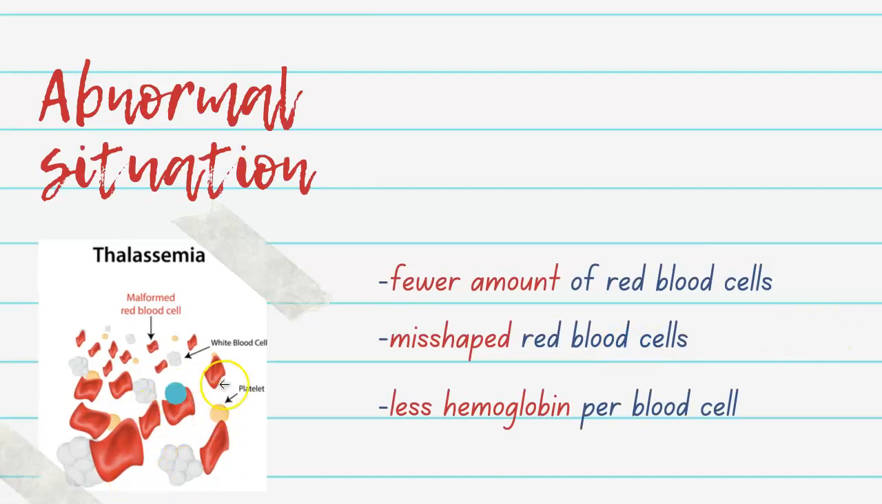there is a fewer amount, not really shown in this diagram, but just important to note, there are a fewer amount of red blood cells, making those who are thalassemic anemic, depending on the severity of their thalassemia. And if you notice here, the red blood cells are actually pretty misshapen, and there is less hemoglobin per red blood cell.